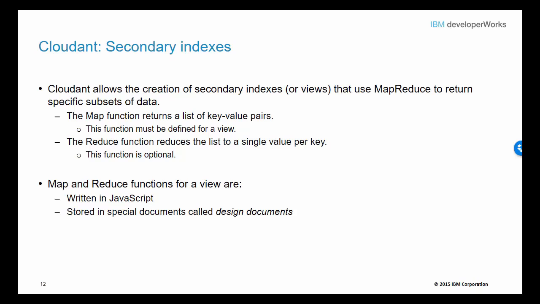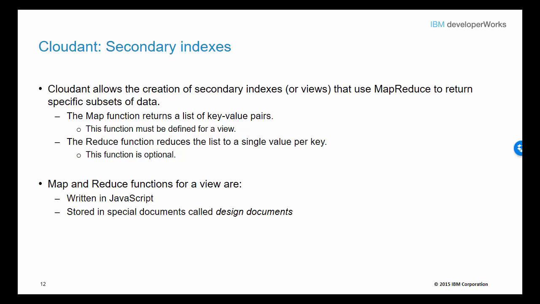You have to provide a map function which returns a list of key value pairs. You must have a map function for any secondary index. Optionally, you can also provide a reduce function which will reduce the list to a single value per key. The reduce function is optional. I think the distinction between the two will become clearer when we go through a specific example.